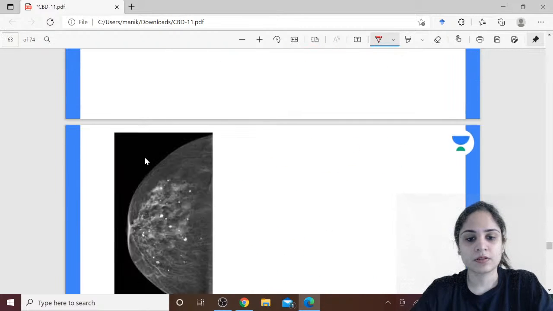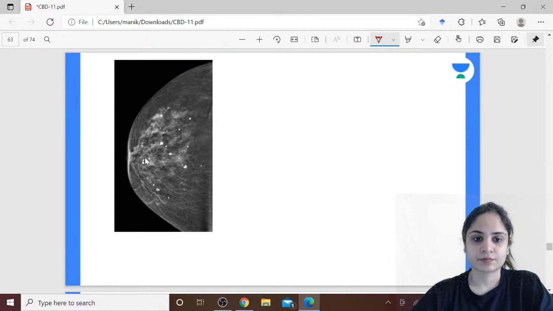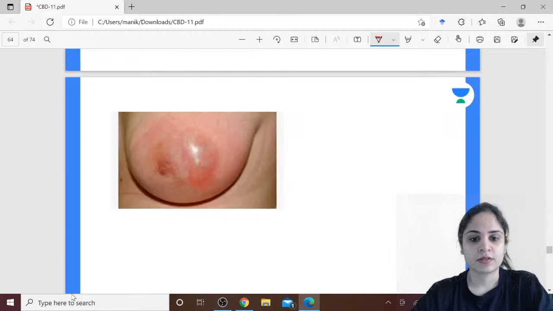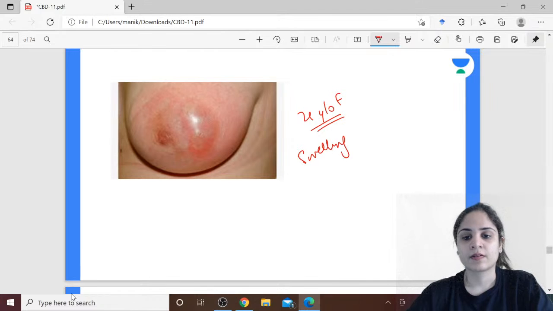Alright. Okay, now this mammogram, can you identify the condition for me? You have multicentric distribution of the tumor. So this is a typical example of CA breast, typical mammogram of CA breast. Alright. Okay, this is a young mother. She is a 21-year-old female and she is presenting to you with a swelling along with fever.